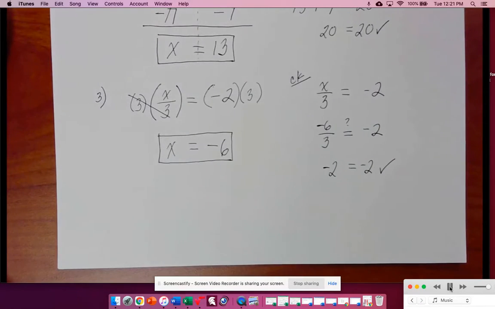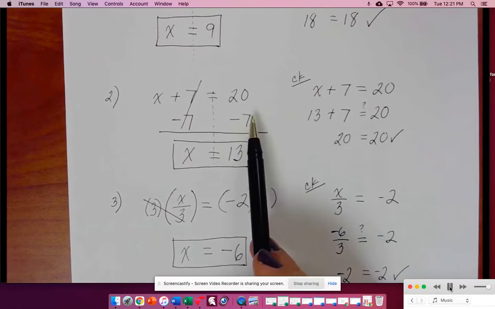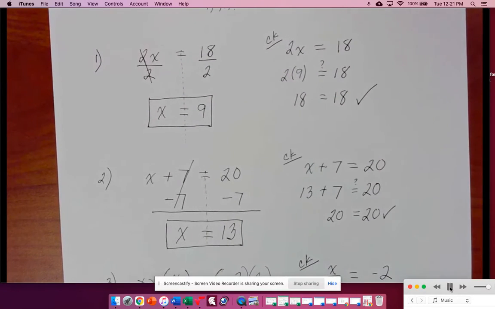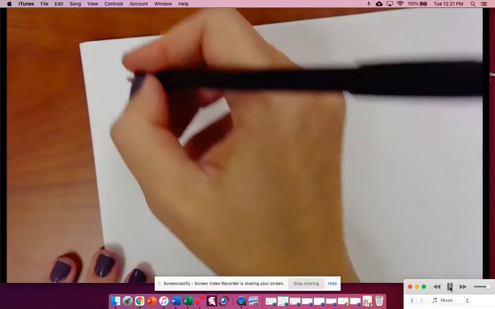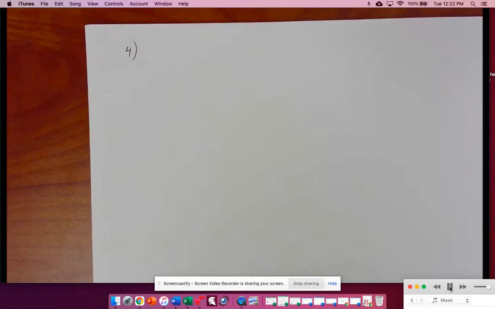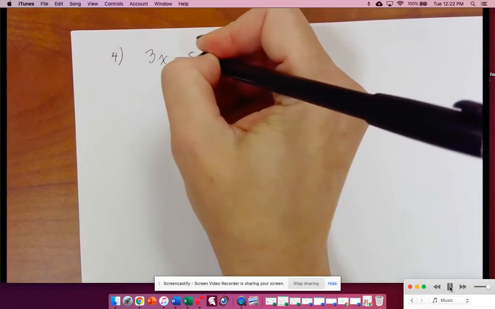Nice. Okay, now these were all one-step problems because we really did one thing and we got to the answer. The next thing we're going to do is two-step problems, and obviously that will take two steps. So what are we up to here? Number 4, and I lost my notes. Okay, so let's try a two-step problem. How about 3x minus, all right, now we've got a couple things going on.